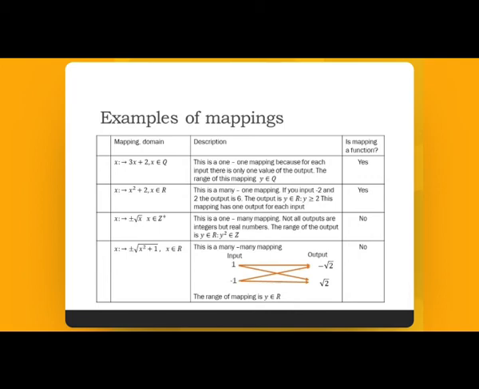Next we have when x is mapped to x squared add 2, where x is an element of real numbers. This is a many-one mapping. For example, if you input minus 2 and 2, the output is 6. The output y is an element of real numbers such that y is greater than or equal to 2. This mapping has one output for each input. Therefore, it is also a function.